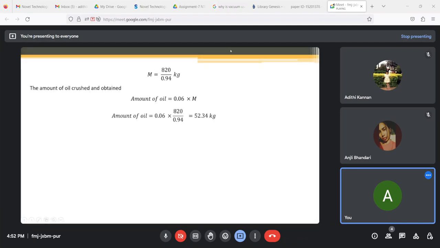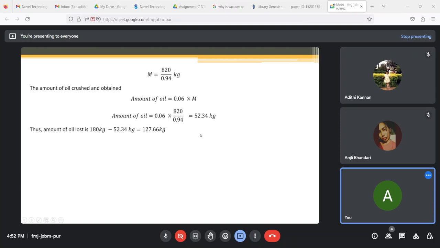So if this is the amount of oil that is obtained after crushing, then what is lost is your initial oil minus whatever amount is remaining. Initially you had 180 kgs, and after crushing you have 52.34 kgs in the meal. So 180 kgs minus 52.34 will be the amount of oil lost in the process. That is equal to 127.66 kgs. This is the amount of oil lost in the crushing step.